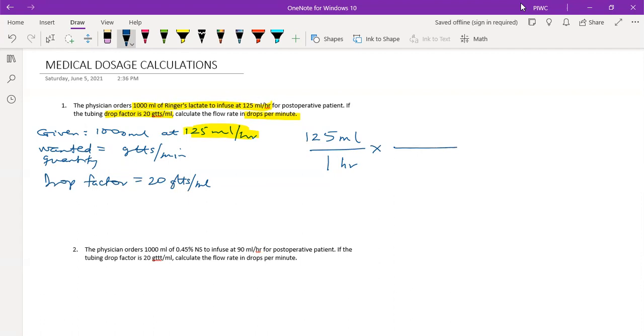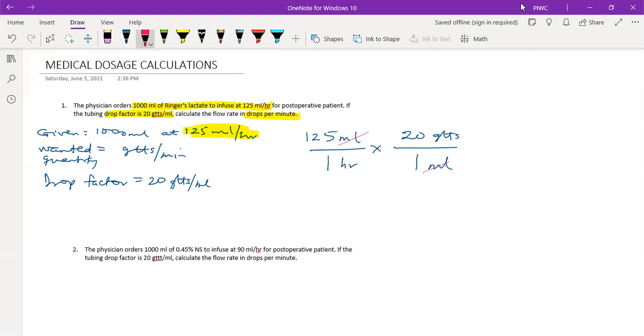which factor do we have to use here? All right, I want to get GTT per minute. That means that I have to factor in my drop factor, right? So my drop factor will be here. Since I want GTT as part of the numerator, that will stay here. So 20 GTT will be here over 1 ml. Okay, so now I see I can cross out the ml. ml can cross out because I don't need it in the final unit. What do I have now? So now I have GTT, drops per hour.